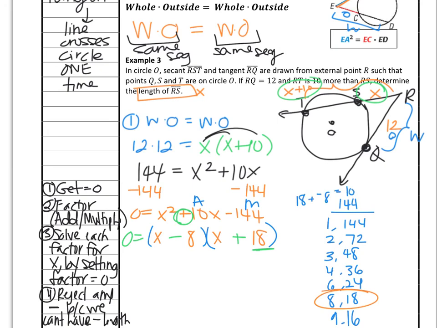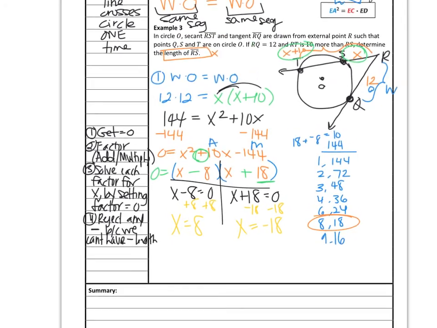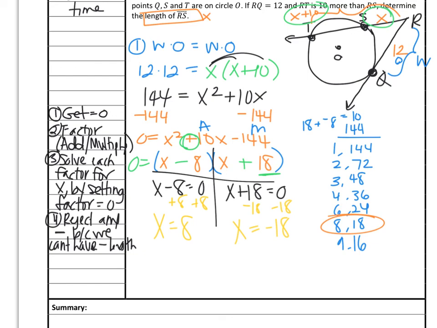Okay? From here, I do what's called the T-chart, so that I can set each factor equal to 0. And then I just simply solve. Add 8, add 8. So x equals 8. Minus 18, minus 18. x equals negative 18. And then last and final step is to reject any negatives, because remember we're talking about the length of a segment, and so I want to reject this. So I'm going to keep this and say that RS equals 8.